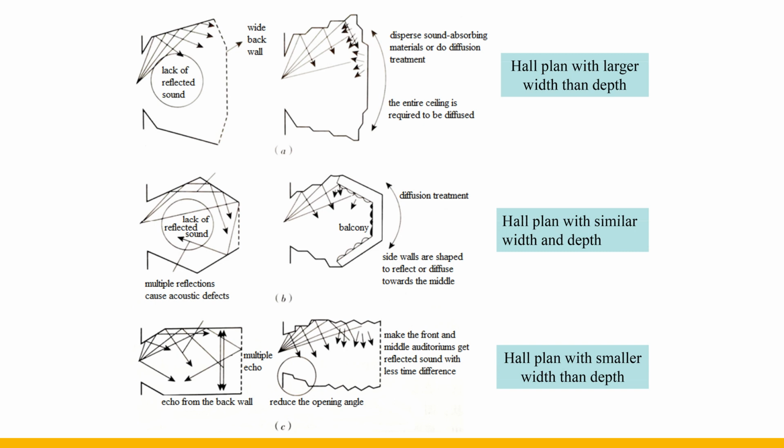Picture C is close to a rectangle, and the walls on both sides are close together, so it is easy to get the first lateral reflected sound, which is suitable for music performance. However, due to the large depth, it is easy to form echoes and multiple echoes. The side walls can be appropriately undulated for large halls. The side walls near the stage are processed into a fold-like shape, reducing the opening angle so that the first reflected sound reaches the middle and the front of the hall.